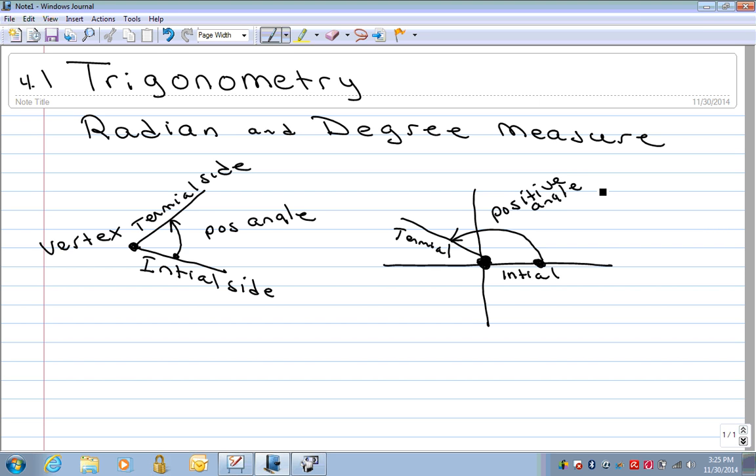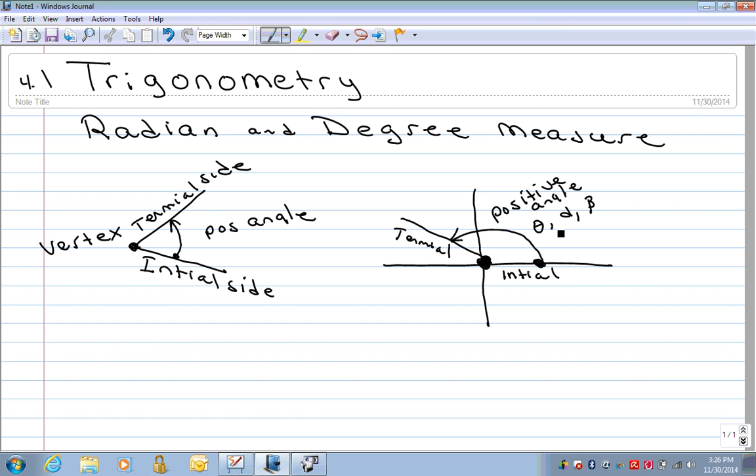And there are several Greek letters and things that are used to represent the angle. Most often you're going to probably see theta, but you will also see alpha, and you'll also see beta. And you can also see capital letters A, B, and C. But more often than not, you'll see theta. Theta always represents an angle measured in radians, by the way.